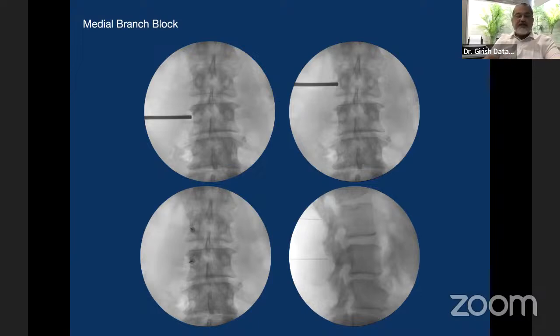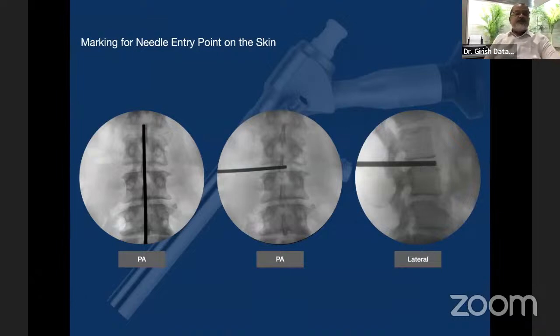So we always augment it with a medial branch block with 1% Xylocard, which is half cc, more than sufficient to give you a nice block for the medial branch, which causes reduction of the sympathetic mediated pain. Now here in this case, first we ensure that the patient is stable on the operating table, prone in position supported by bolsters, abdomen is free, and the spinous process is well centered between the two pedicles. That means there is no rotation in the spinal segment.